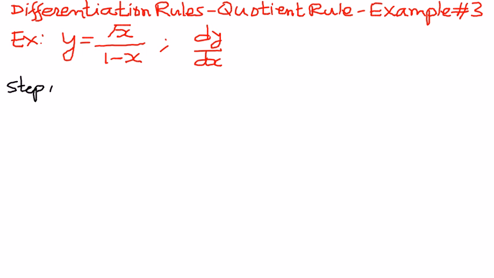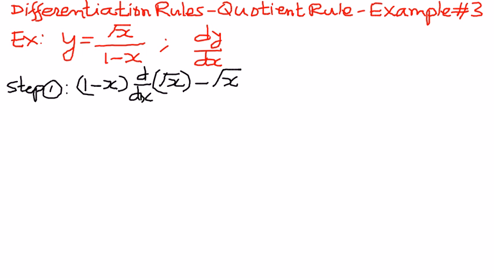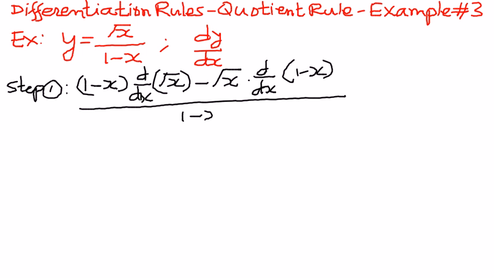Step number 1. We're going to use the quotient rule, and the quotient rule is telling us that we're going to take the denominator function, which is 1 minus x, d by dx of the numerator function, which is square root of x, minus the numerator function, square root of x, times d by dx of the denominator function, 1 minus x, this whole thing divided by 1 minus x, this whole thing raised to the power of 2. So we're going to simplify this some more.